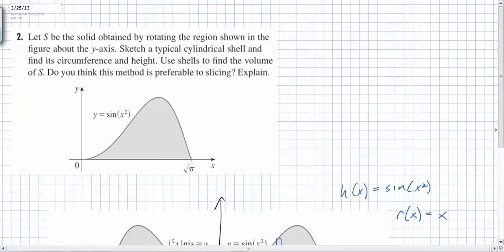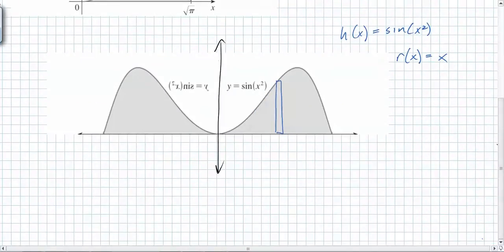So I think that's what it asks you to do first. Sketch a cylindrical shell and find its circumference. Use the shell to find the volume. Okay, so when you draw these, draw the mirror, right? Then you can connect like this. You can kind of exaggerate the curvature. That's fine.